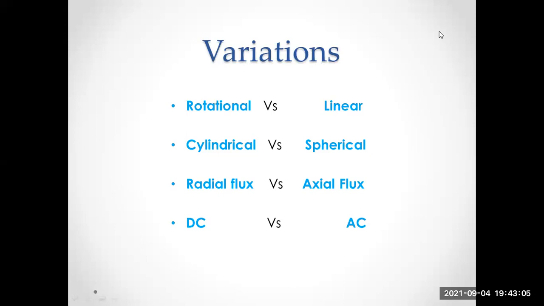Yes, sir. Can you tell me what is the basic difference between a rotational and a linear machine? Rotational motion takes place when any part of the machine does rotational work, and for the linear machine, linear motion is executed by the machine parts. Okay.